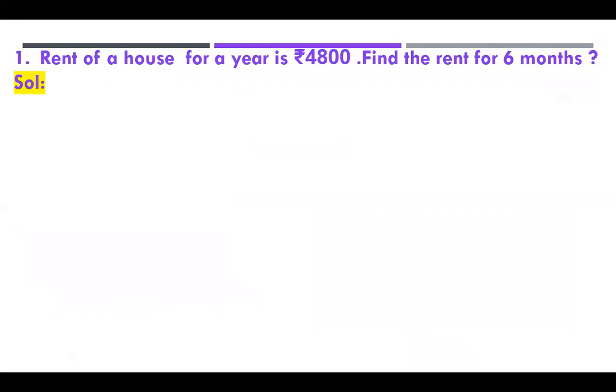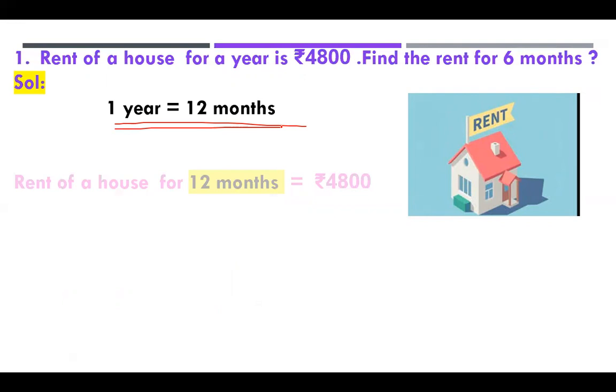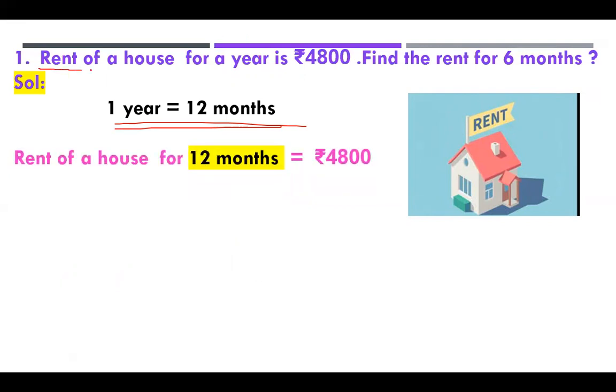So let's have a look at the solution. Firstly, we have to learn how to write the statements. We know that the question is in years and we need to find in months. So we know that 1 year is equal to 12 months, right? The first statement you have to write from the question only: rent of a house for 1 year is rupees 4800. Instead of a year, you can write 12 months, because you have to find the answer in months. That's why we are replacing the year with the months, that is 12 months. 1 year is equal to 12 months. We have used the rule, the relationship. So it is equal to 4800.